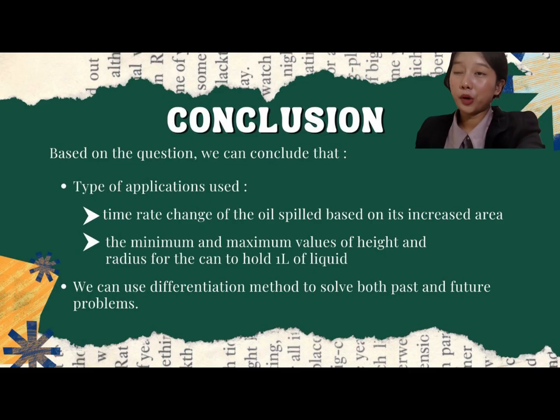In conclusion, the given problem of a radius increasing at a constant rate of 2 feet per second exemplifies the application of time rate change in real-world scenarios. One practical application of this concept is in determining the rate at which the area of an oil spill increases over time, providing crucial information for environmental response strategies. Additionally, understanding the relationship between the height and radius of a container is essential for designing vessels that can hold specific volumes of liquid. By employing differentiation methods, we can solve both current and future problems involving changing dimensions and rates, making these techniques invaluable for a wide range of scientific and engineering applications.